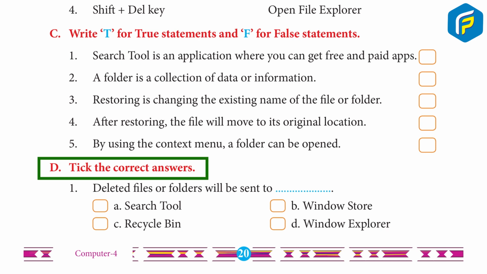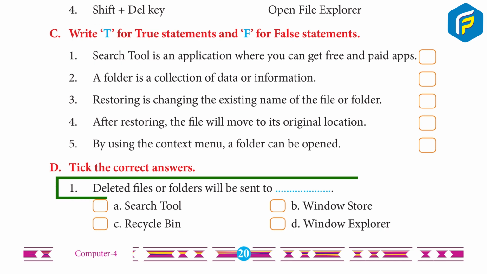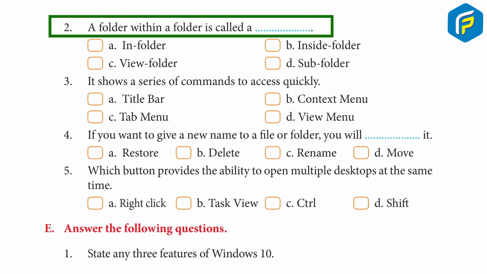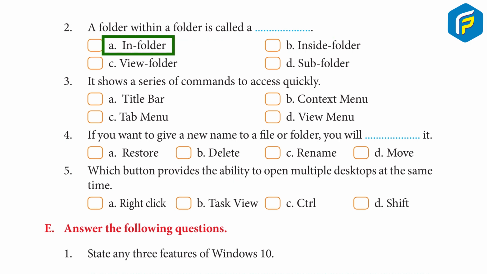D. Tick the correct answers. 1. Deleted files or folders will be sent to dash. A. Search tool. B. Window store. C. Recycle bin. D. Window explorer. Answer: C. Recycle bin. 2. A folder within a folder is also called a dash. A. In folder. B. Inside folder. C. View folder. D. Subfolder.